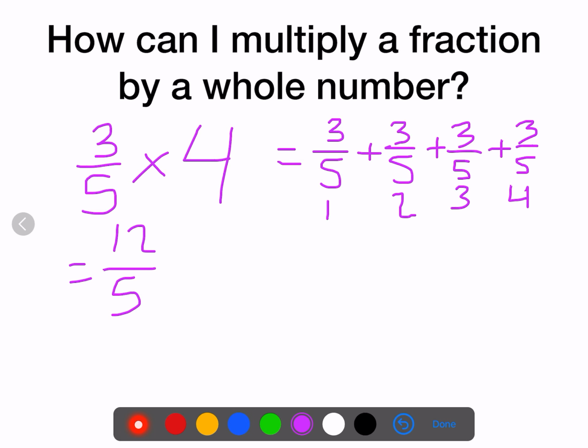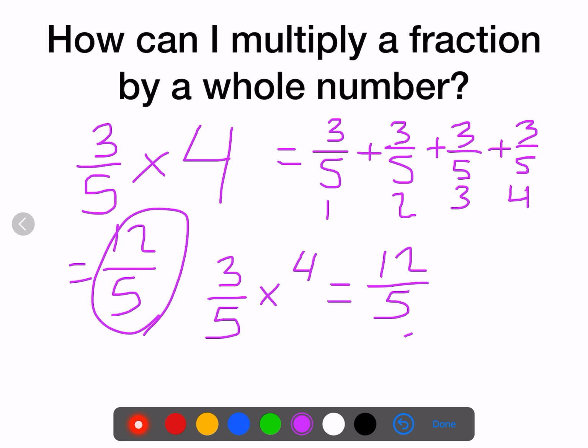Another way to do it is to multiply just the numerator. If I take 3/5 times just the numerator times 4, I'm going to get 12/5. That would give me the same answer.